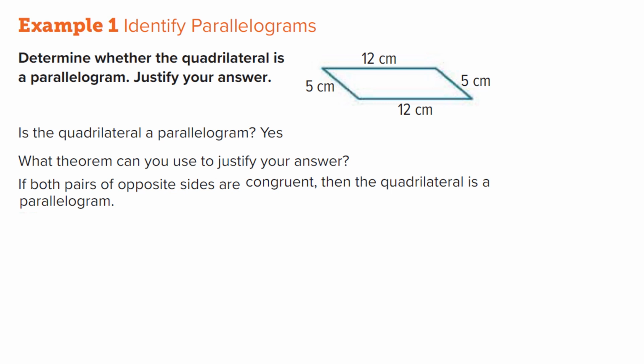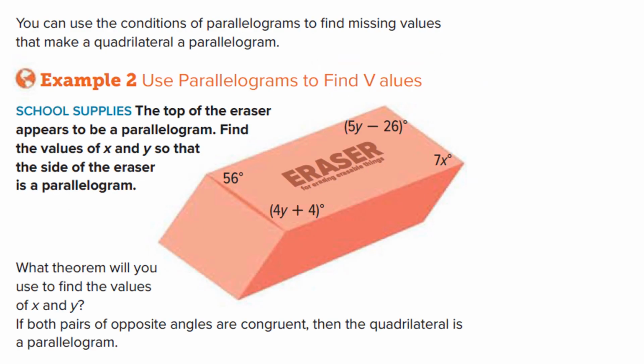You are given all four sides of the quadrilateral. Determine whether this quadrilateral is a parallelogram. Justify your answer. It is very easy to spot that the opposite sides are equal, which makes it a parallelogram. If both pairs of opposite sides are congruent, then the quadrilateral is a parallelogram. This theorem we have used. Opposite sides are congruent, they have the same measure. This is 12, this is 12, this is 5, this is 5. Then the quadrilateral is a parallelogram. Easy question. Let's look at the other one.